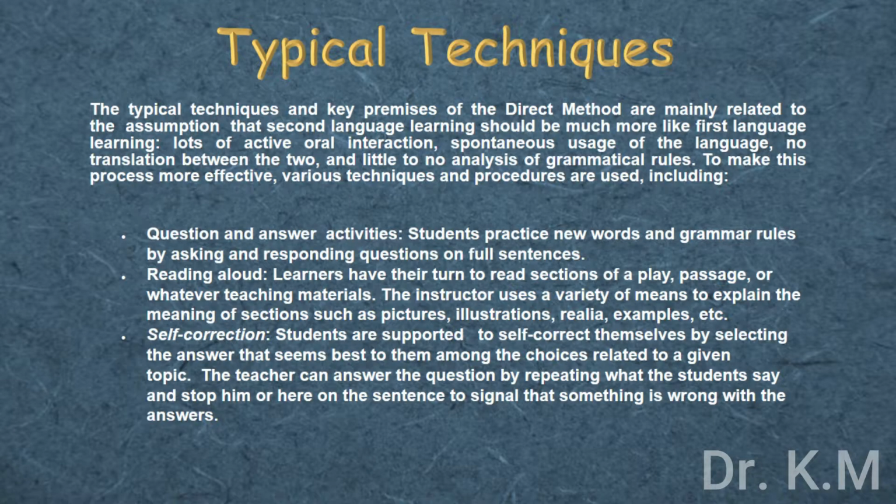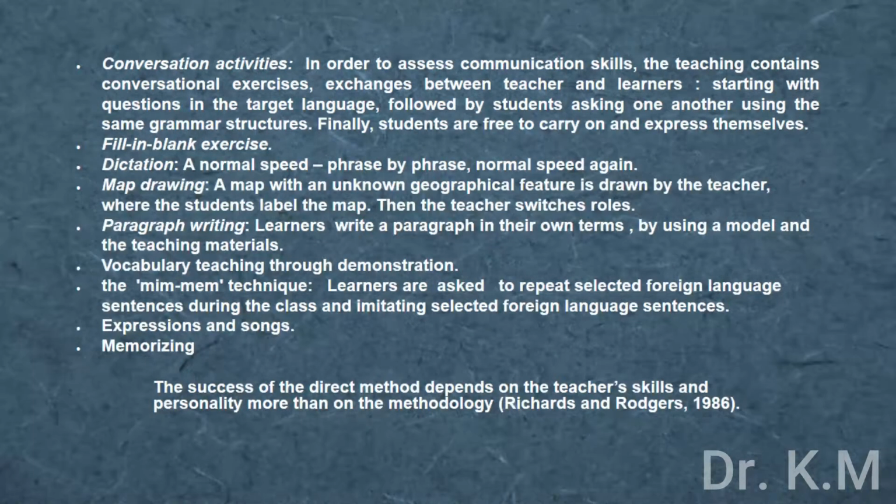Reading aloud. Learners have their turn to read sections of a play, passage, or whatever teaching materials. The instructor uses a variety of means to explain the meaning of sections, such as pictures, illustrations, realia, examples, etc. Self-correction. Students are supported to self-correct themselves by selecting the answer that seems best to them among the choices related to a given topic. The teacher can answer the question by repeating what the students say and stop him or her on the sentence to signal that something is wrong with the answers.